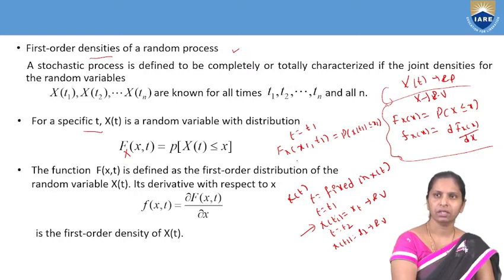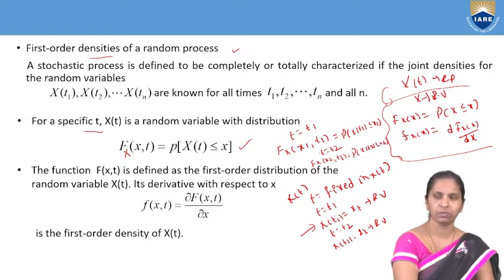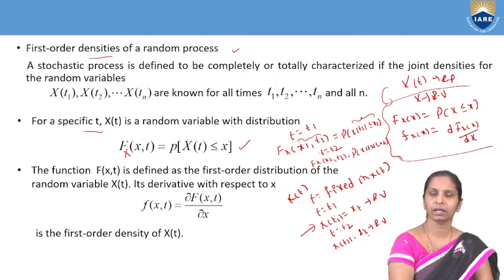Like that, what is fx at t equals t2? At t equals t2, what is the distribution function? Fx of x2 comma t2 is equal to what? P of x of t2 less than or equal to x2. So it is called what? The first order distribution function, because it is defined with only one random variable. That's why it is only either t1 or t2 or t3 and so on till tn.